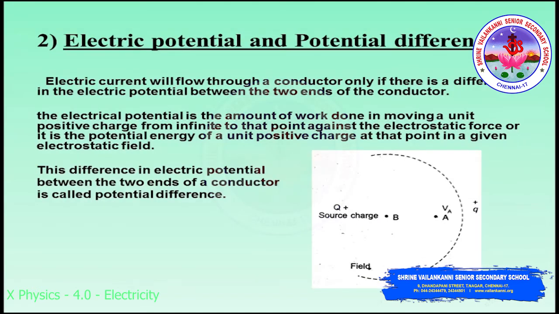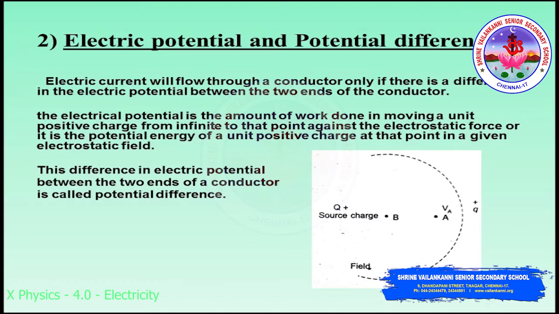And now we come to electric potential and potential difference. Consider two points A and B in the electric field of a positive charge plus Q, that is the source charge. We can also consider a unit positive charge, small q plus, a test charge, that is kept outside the field of capital Q.